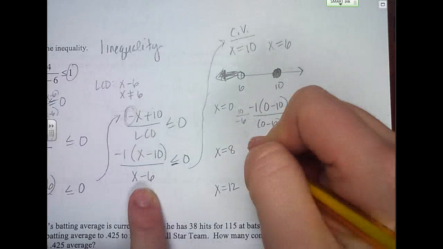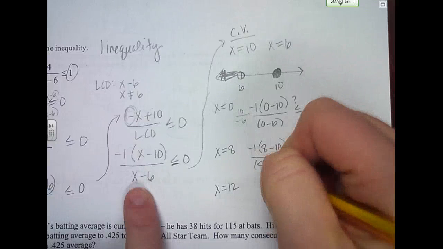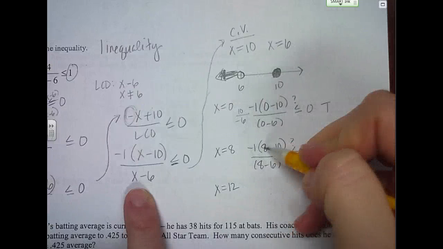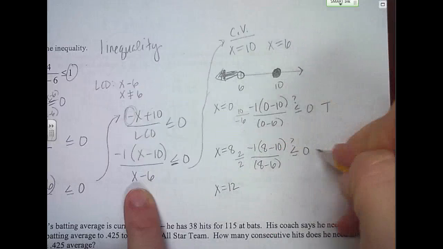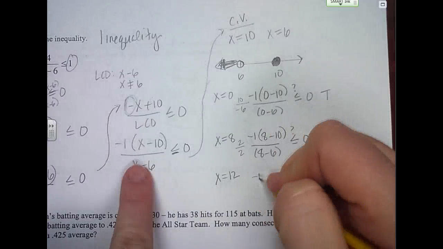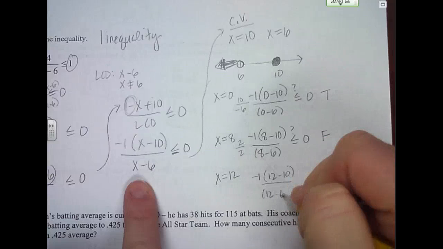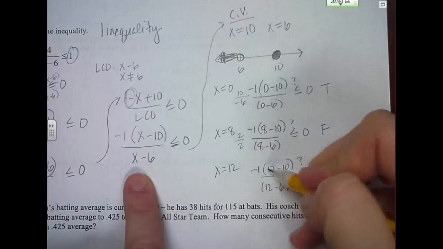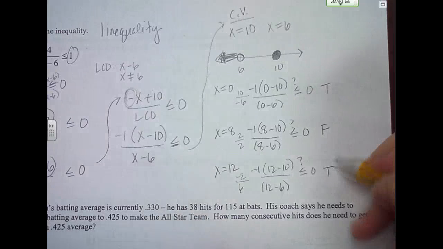X equals 8, let's plug that in. Negative 1 times 8 minus 10 over 8 minus 6, is that less than or equal to 0? Negative 1 times negative 2 is positive 2 over 2, which is 1, and that is not less than 0. And then x equals 12, negative 1 times 12 minus 10 over 12 minus 6, is that less than or equal to 0? Negative 1 times 2 is negative 2 over 6, which is negative 1/3. That is less than 0.